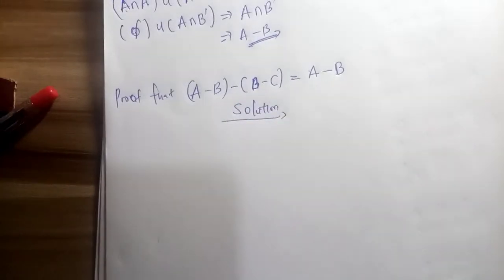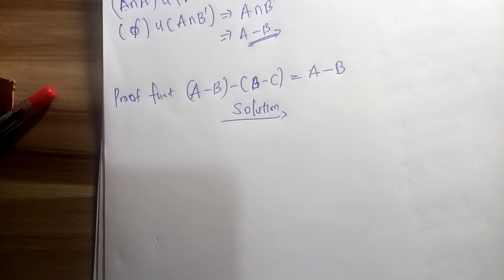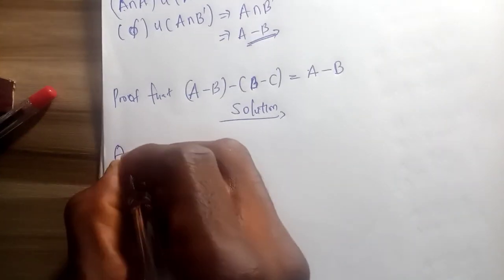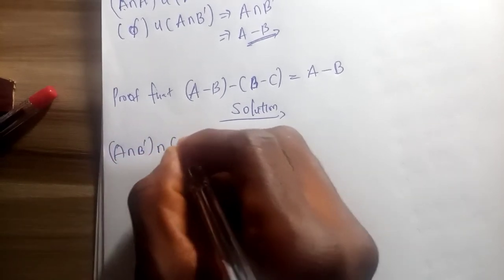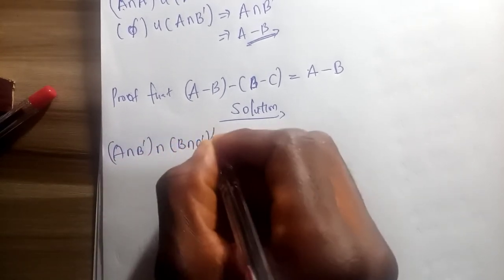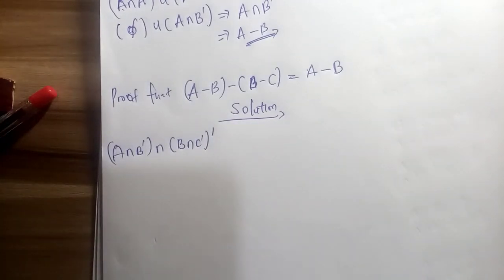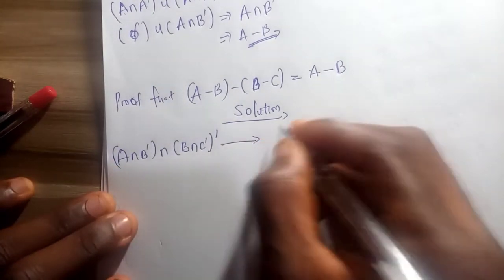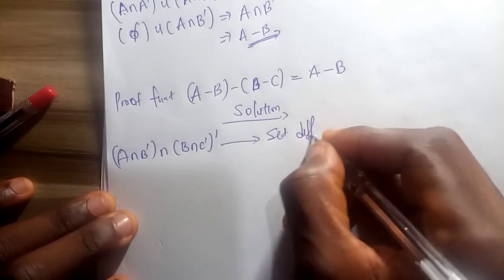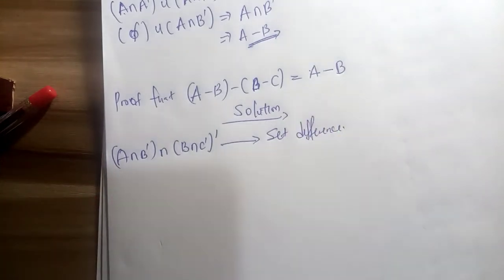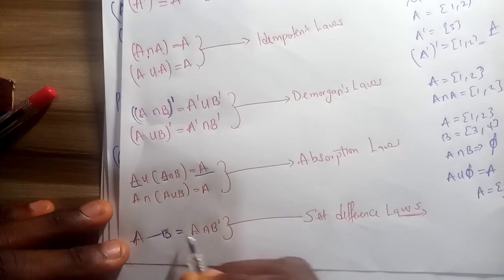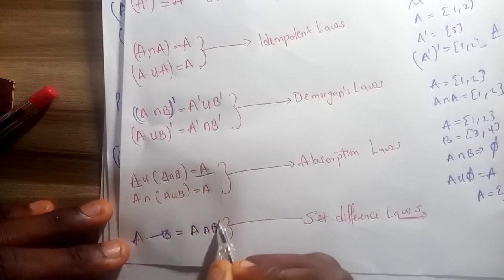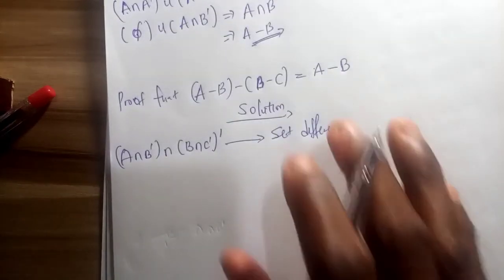I've already told you when you have difference, what do you do? You use the meaning of difference. That is A intersect B prime intersect B intersect C prime prime. That is the meaning of set difference. So we write set difference. Let me try to show you what I am trying to say here. Check this out. A minus B is the same thing as saying A intersect B prime. So that is the law that we use there.